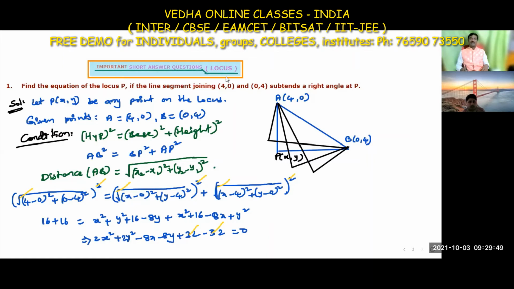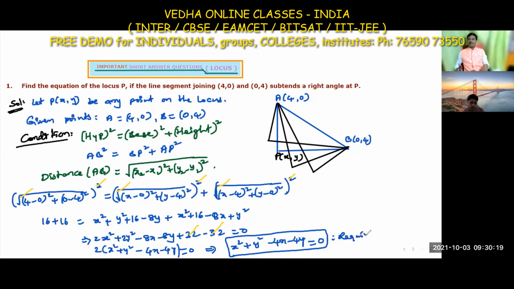So in all the terms 2 is common, right? Taking 2 common, we get x square plus y square, minus 2 fours are 8x, minus 2 fours are 8y, equal to 0. That means what is the final answer? x square plus y square minus 4x minus 4y equal to 0. This is the required locus equation. Understood? Okay, just note it down.